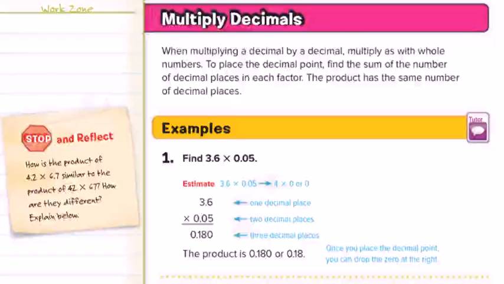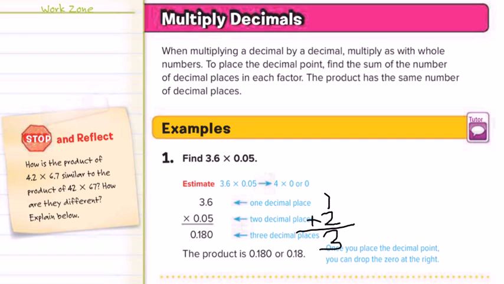So after doing that, I can calculate my first factor here has 1 decimal place. My second factor has 2 decimal places. So I can add them together to get a total of 3 decimal places. So I'll start here from the right of my digits and do 1, 2, 3 to put my decimal point in between my 0 and my 1.